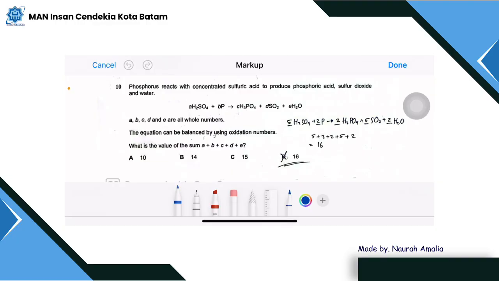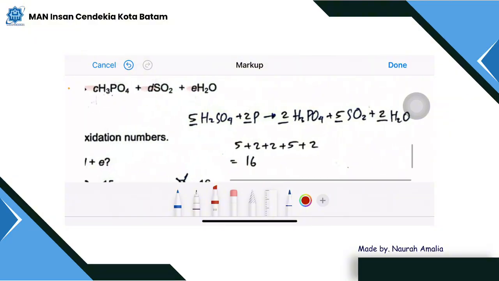Question number 10. Phosphorus reacts with concentrated sulfuric acid to produce phosphoric acid, sulfur dioxide, and water. A, B, C, D, and E are all whole numbers. And the question asks what is the value of the sum A plus B plus C plus D plus E. So after I balance it, I can identify A has the value 5, the value of B is 2, the value of C is 2, the value of D is 5, the value of E is 2.